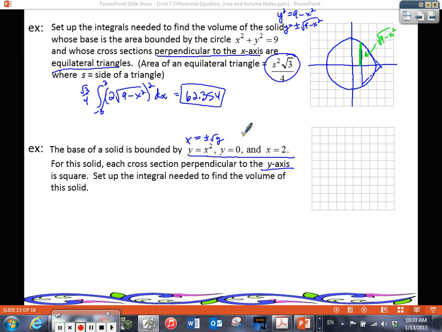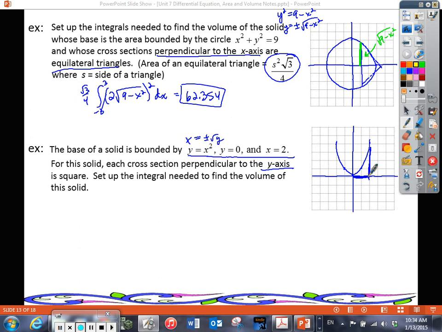So our first step is to draw a picture of the base. So let's draw a picture of the base of our solid. So we have the parent parabola. And then we have y equals 0. Y equals 0 is the x-axis, so this part right here. And then we have x equals 2. That's this part right here. So our base is this section right here. That's the base of our solid.